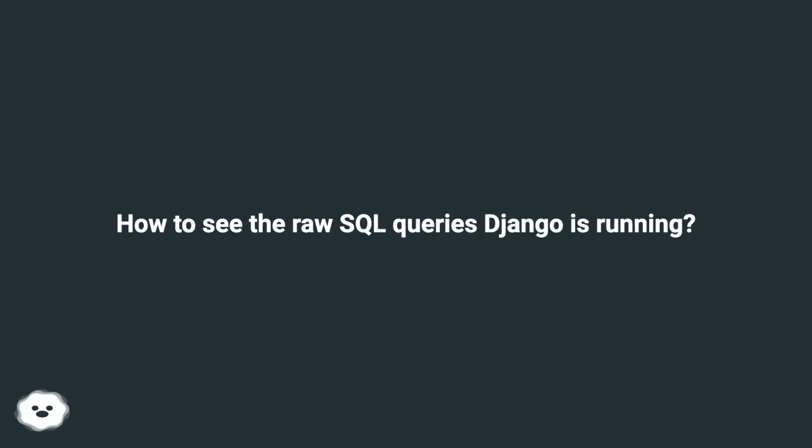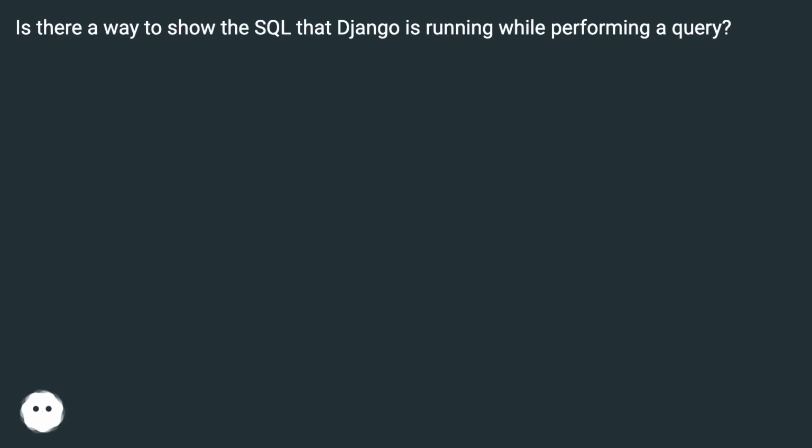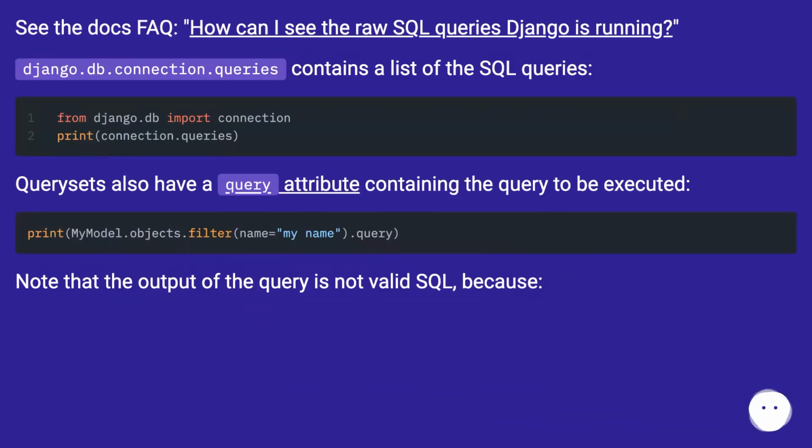How to see the raw SQL queries Django is running. Is there a way to show the SQL that Django is running while performing a query? See the docs FAQ, how can I see the raw SQL queries Django is running?